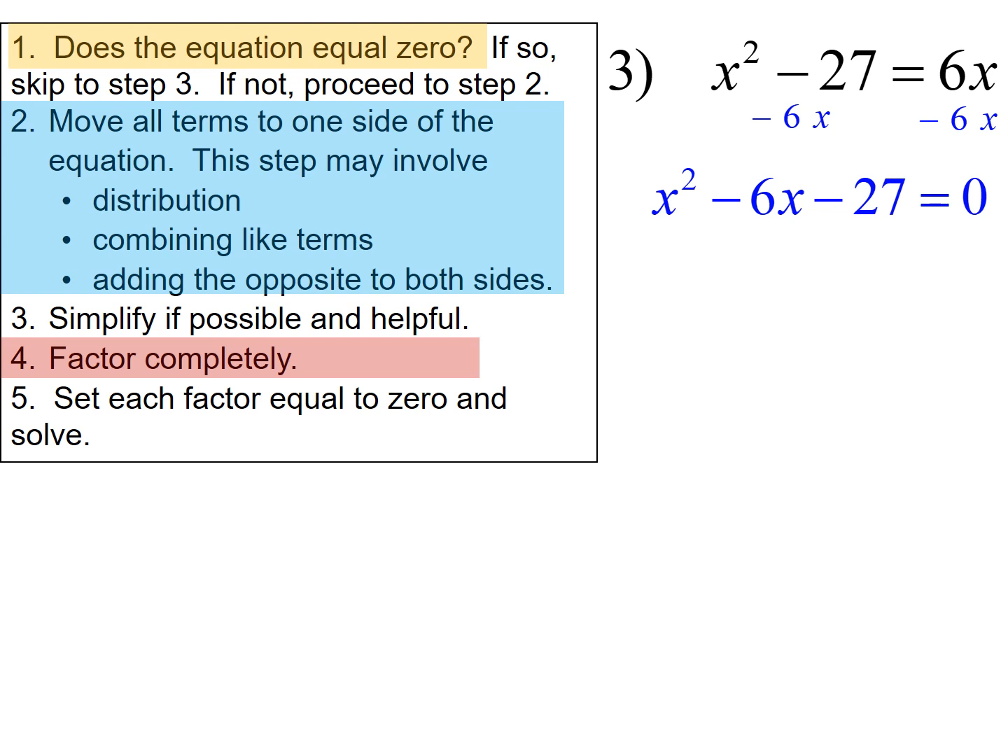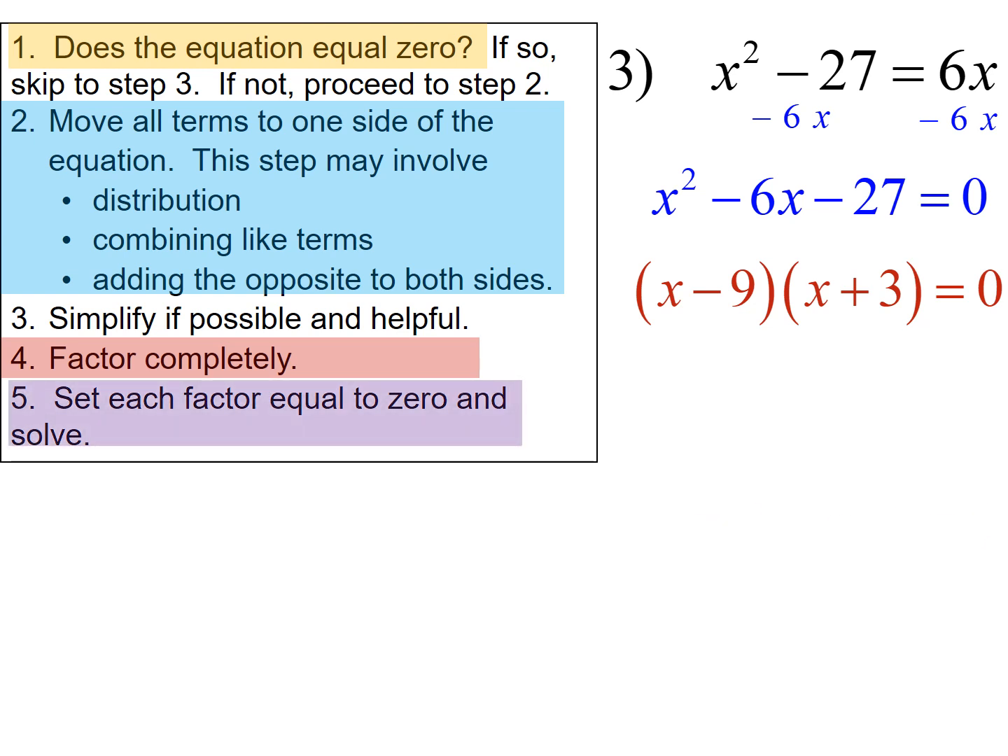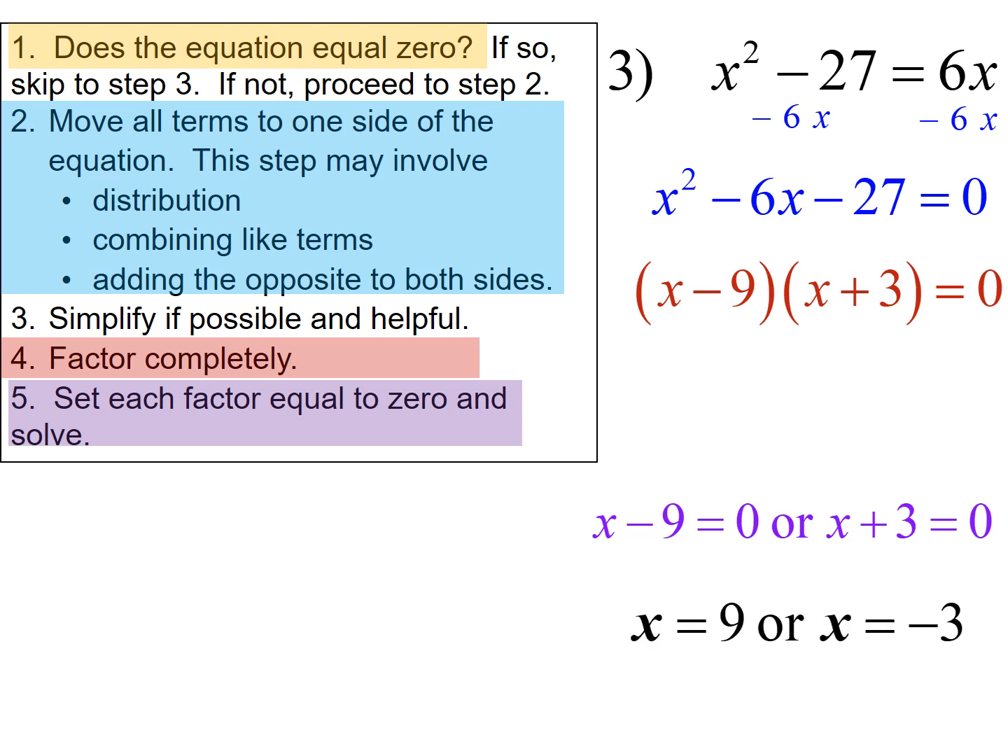Now it's time to factor completely. We put it in factored form, and we find out that we are going to use 9 and 3 to give us 27, negative 9 and positive 3 to get us negative 6. Now that we have it factored completely, let's set each factor equal to 0 and let's solve. x minus 9 is equal to 0. We add 9 to both sides and we get x is equal to 9. We subtract 3 on each side and we get x is equal to negative 3.